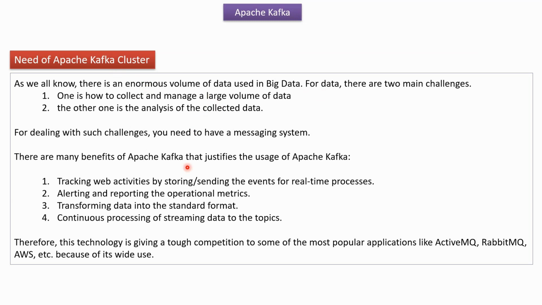There are many benefits of Apache Kafka that justify its usage. Tracking web activities by storing or sending the events for real-time processing. Alerting and reporting the operational metrics. Transforming data into the standard format. And continuous processing of streaming data to the topics. Therefore, this technology is giving tough competition to some of the most popular applications like ActiveMQ, RabbitMQ, AWS, etc. because of its wide use.